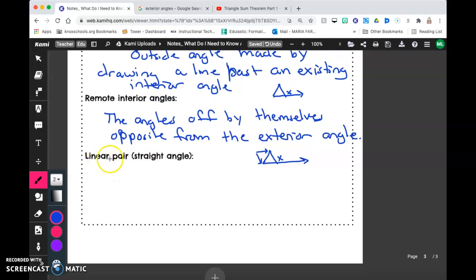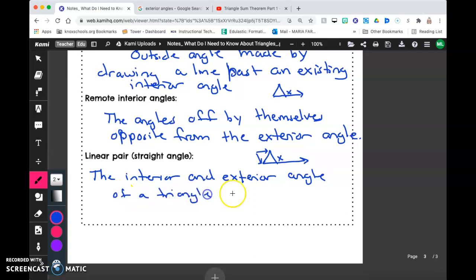And then we're talking about a linear pair or a straight angle. Our linear pair or straight angle is going to be the interior and the exterior angle that make that straight line. So let's write that down. The interior and exterior angle of a triangle that make a straight line.